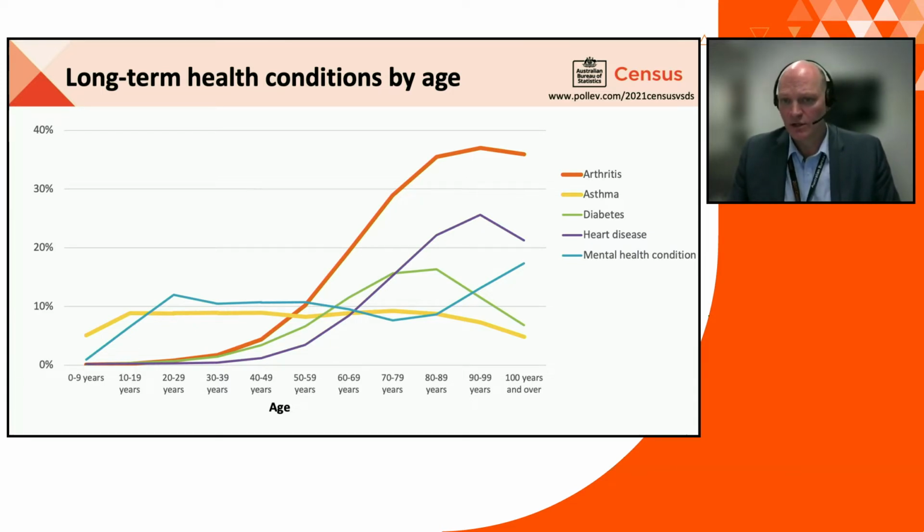Diabetes is the dark green line, and we can see that it also has a later life peak, but we do see people in their 30s and 40s reporting diabetes, and it growing from there. This line here is very similar to the national picture. Similarly, heart disease, which is the purple line, peaks later in life, and it's similar to arthritis, but just not as prevalent. And we see that very similar in the national picture as well.